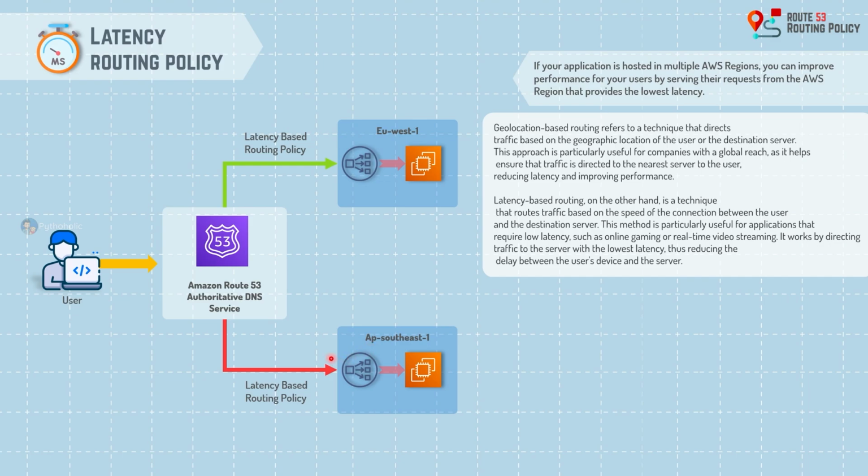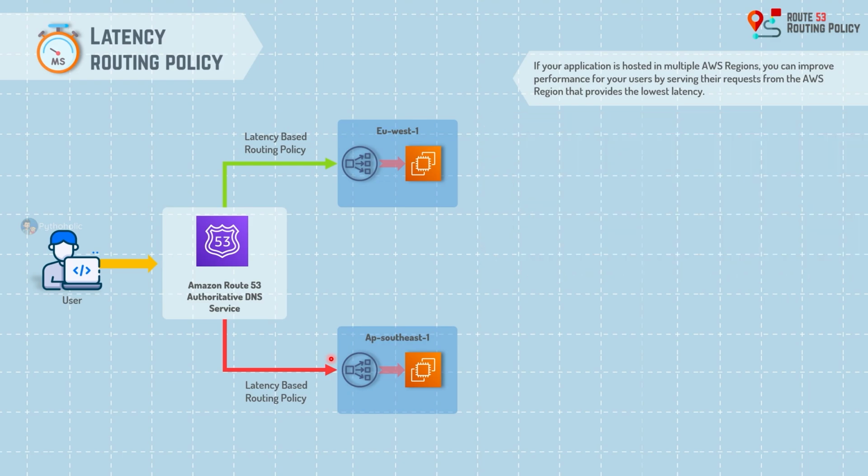But if suppose there is another one that is closer than this, then it will be redirected to that. In case you don't know what latency is, latency is the amount of time it takes for a data packet to travel from the sender to the receiver and back again. In other words, it's the delay that occurs when data is transmitted over a network. For example, if you're streaming a video from a website, latency would be the delay between you clicking the play button and when the video actually starts playing. If the latency is high, it may take several seconds for the video to start, which can be very frustrating for the users, isn't it?